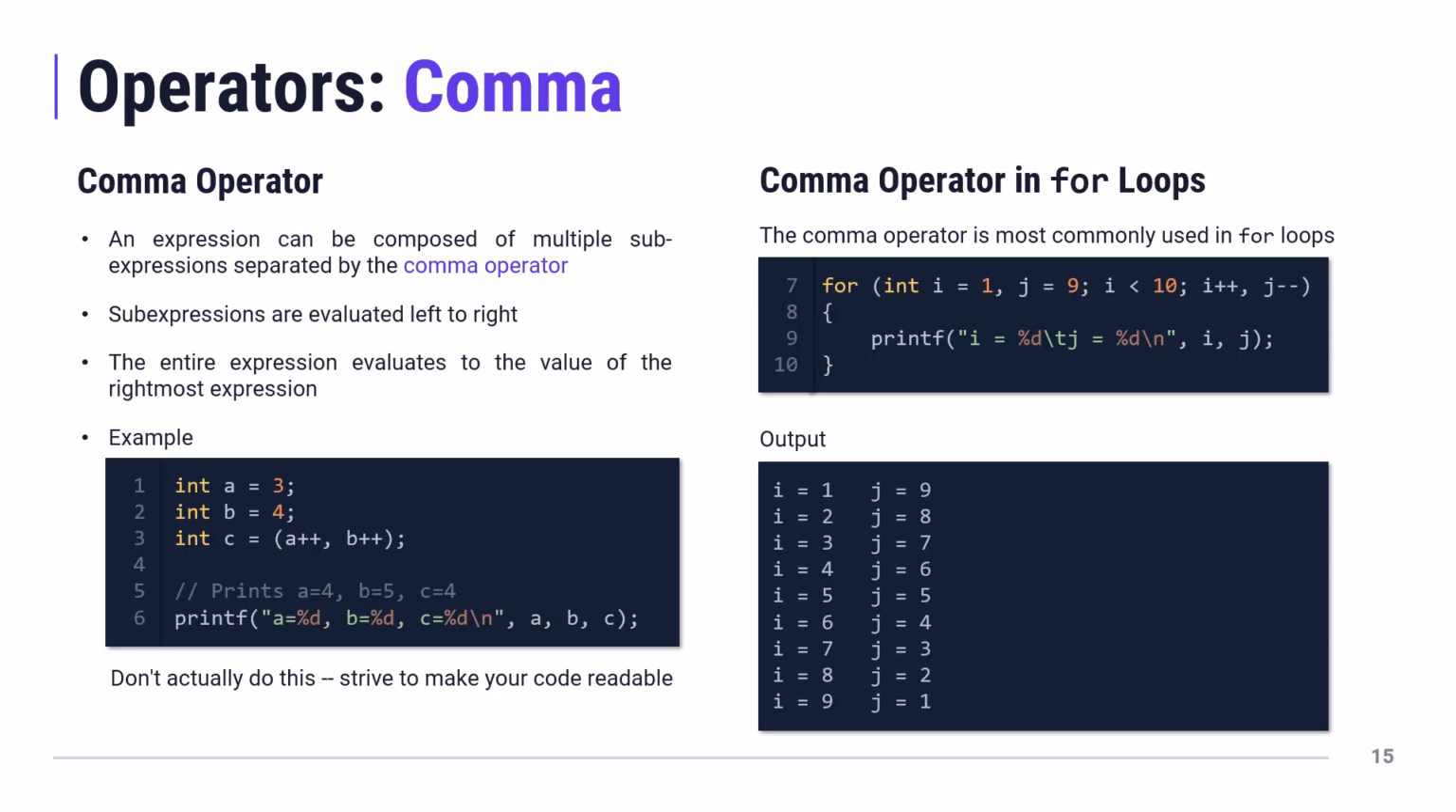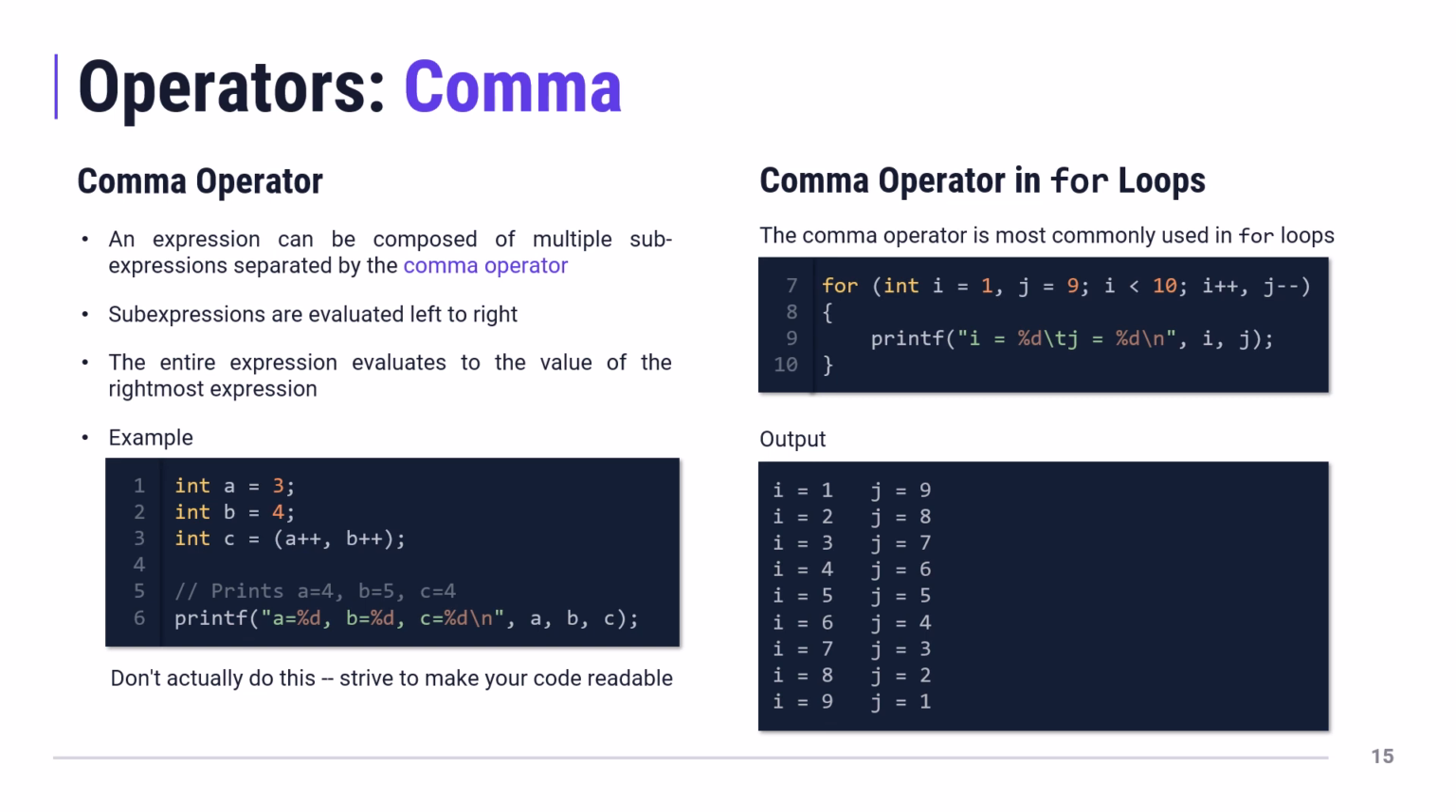And then finally, we have the comma operator. The comma operator is really, we only use it in practice in the for loop, but you could do something like what you see on line 3 there. The comma operator allows us to have multiple sub-expressions in one expression. And what it will do is evaluate to the value of the rightmost expression.